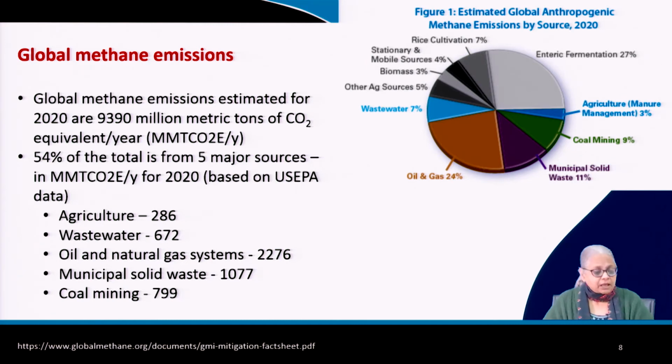Second thing is that 54% of the total comes from 5 major sources, which can be controlled by human beings. For example, enteric fermentation, we can assume that it's out of control, so we are not going to do anything about that. What can we do to control methane emissions? Because you already know it's a greenhouse gas, and it has about 25 to 30 times higher greenhouse gas potential compared to CO2. So it's more important for us to control methane emissions. Let's take a look at what is the biggest one within anthropogenic emissions, what can we control, right?